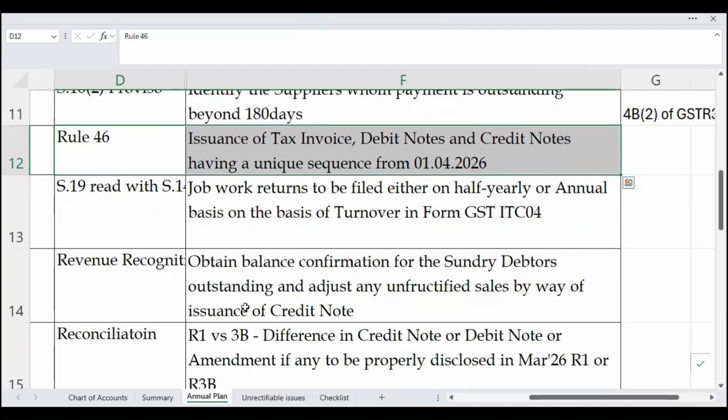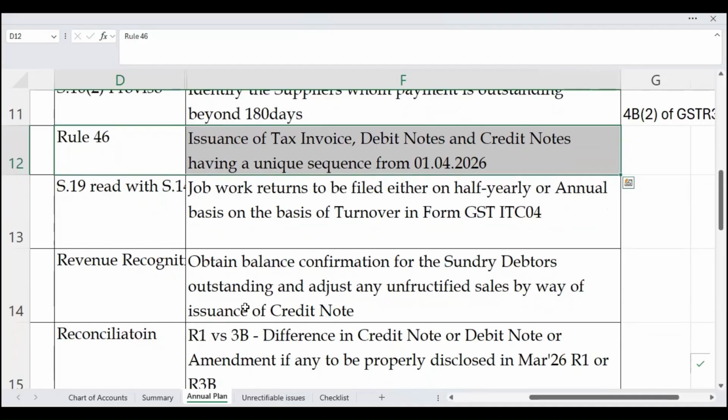Then issuance of tax invoice, debit note, credit note having a unique series. From 1st April, start a fresh tax invoice number, debit note number, credit note number. Now, usually people have a tendency: when I've ended 31st March at tax invoice 385, people say 386, I'll start from 1st April. I would say no. Rule 46 clearly says that there must be a unique sequence number for every financial year.